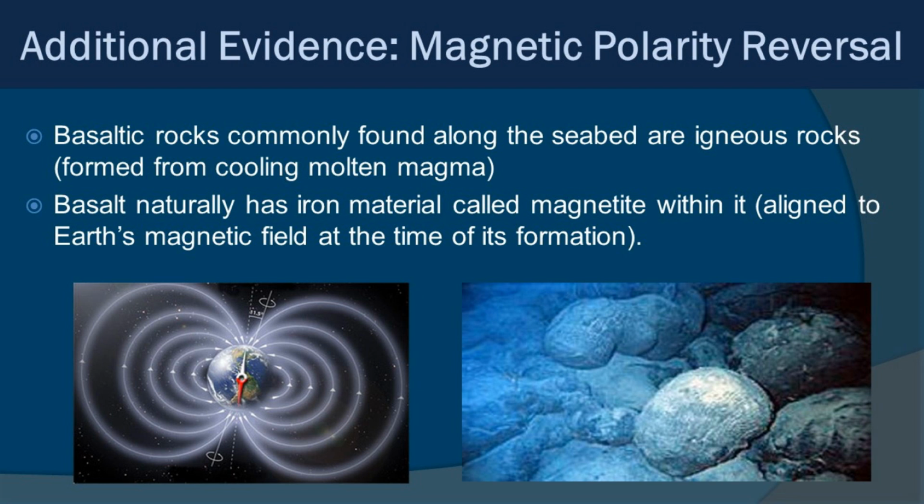Now, the major type of rock we found on the ocean floor is basalt. And basalt has an iron material called magnetite in it. And that magnetite aligns itself to the magnetic field at the time of its formation.